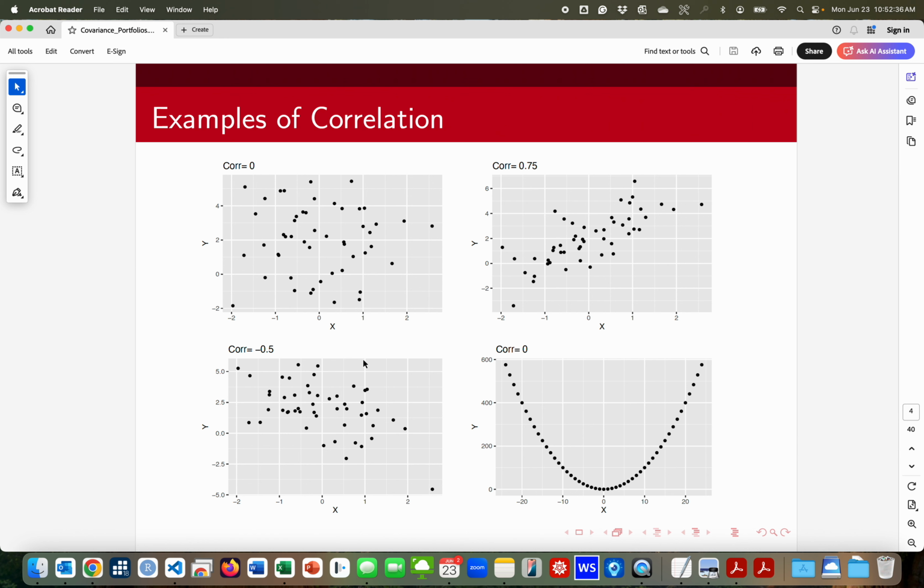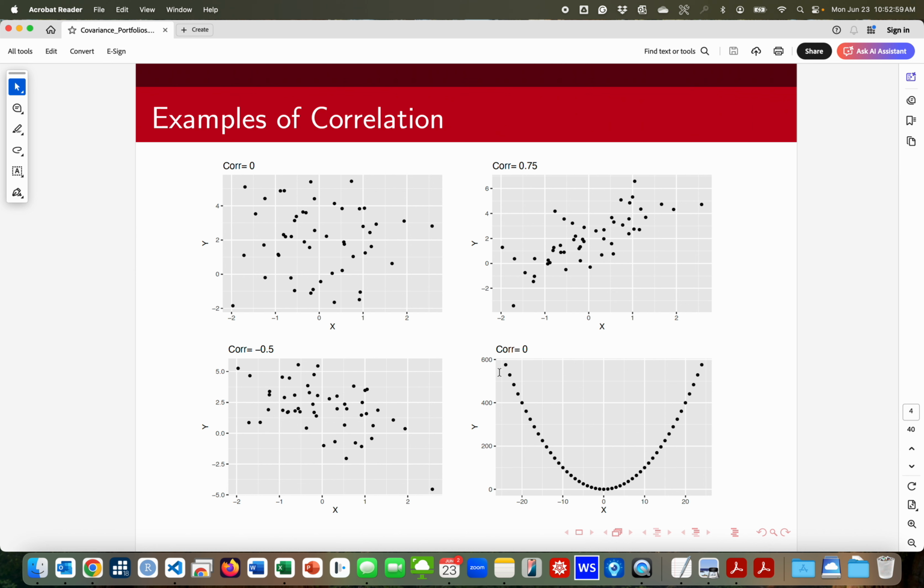If we look at the bottom left, this is a negative correlation. Notice x and y are moving in opposite directions. So this would be x is greater than its mean, but y is lower than its mean. Here, x is less than its mean, y is above its mean. So they're moving in opposite directions. Fairly right in the middle, a correlation of negative 0.5.